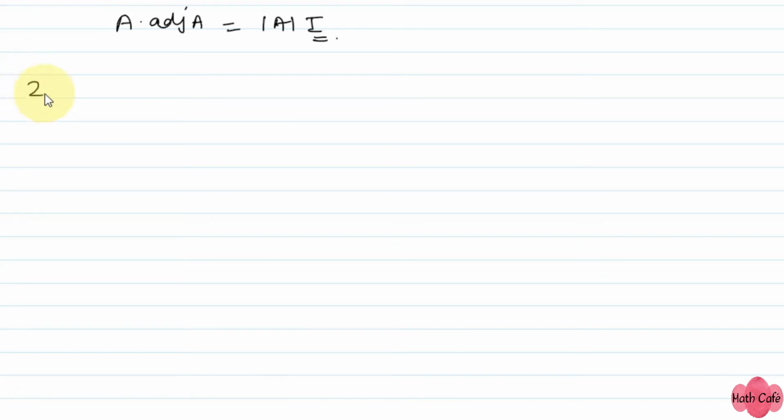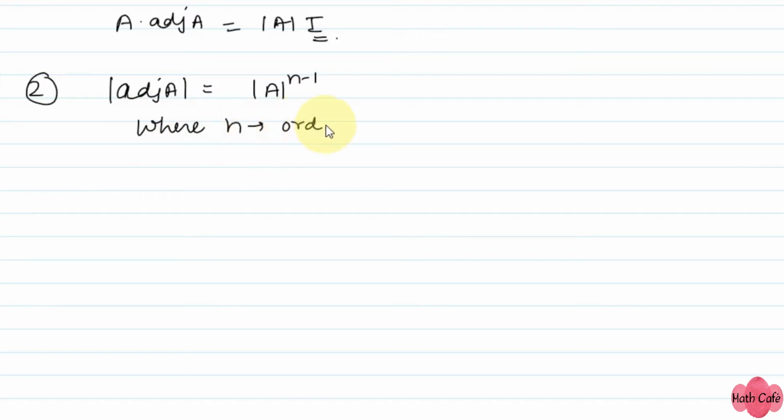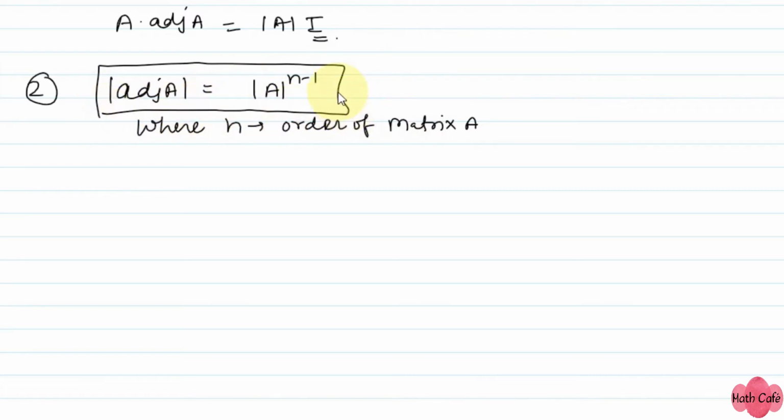So here the second property is: determinant value of adjoint of A will be determinant of A power n minus 1, where n is the order of the matrix A. Alright, this property is also essential. So we will just see the proof of this property.